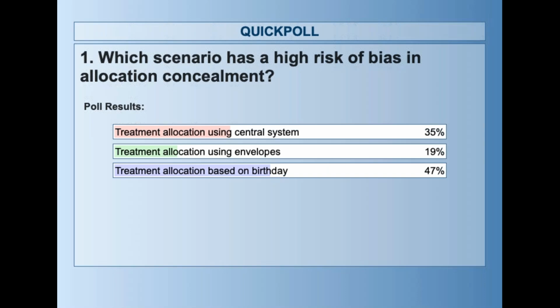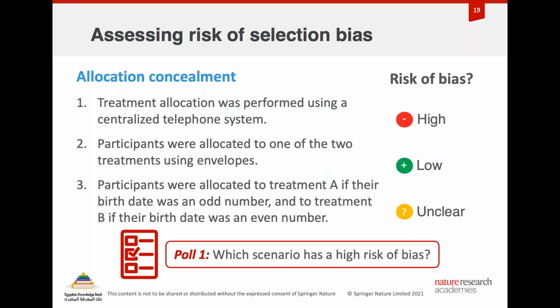Okay, we can see the most popular option, with almost half, was the last: treatment allocation based on birthday. That's of course correct. Remember, we're trying to mask the investigator so they don't know which treatment the actual participant is going to receive. If I were able to determine that someone born on an even birthday received treatment A, then I automatically know the next patient that comes in with an even birthday is obviously going to get A. Odd birthday, they're obviously going to get treatment B. That's a very high risk of bias.